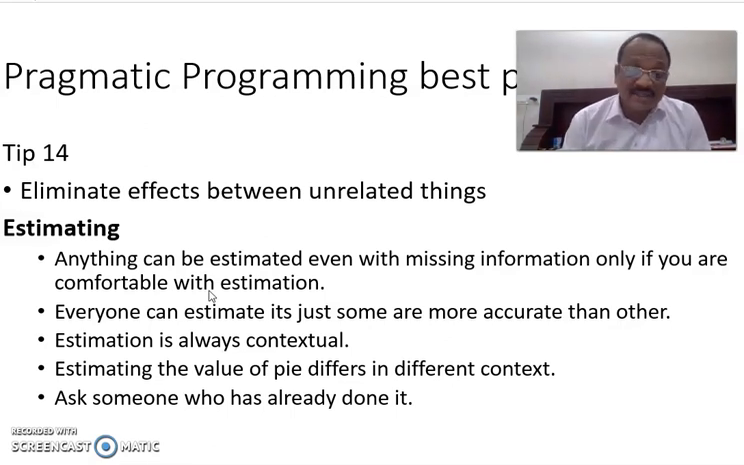Estimation is always contextual. Estimating the value of pi differs in different contexts: pi is 3.14 or 22/7. Similarly, the estimated value differs. For that, ask someone who has already done it. Take the expert judgment so that problems in estimation can be avoided.